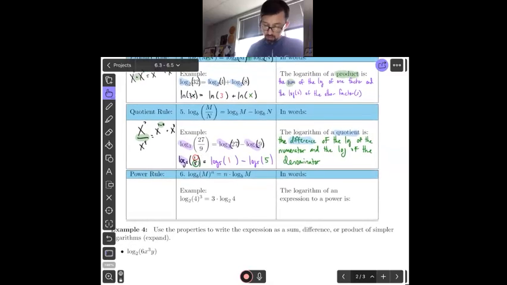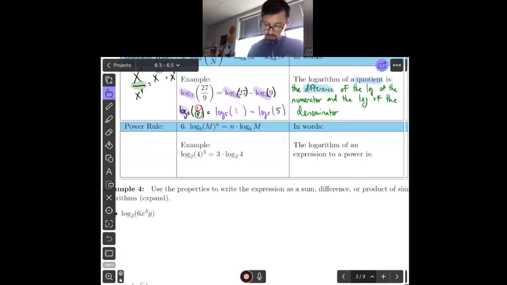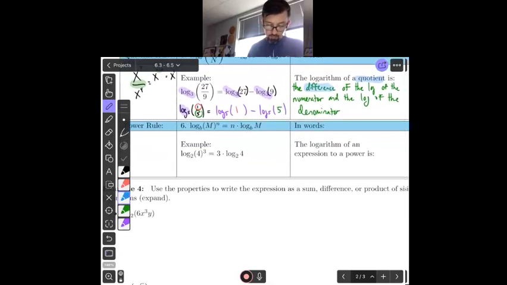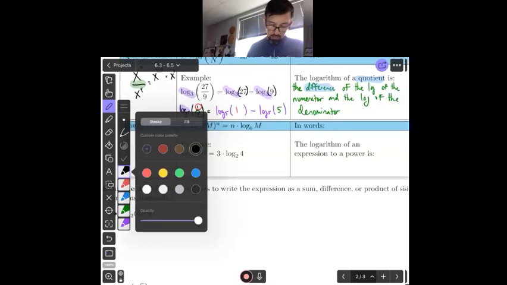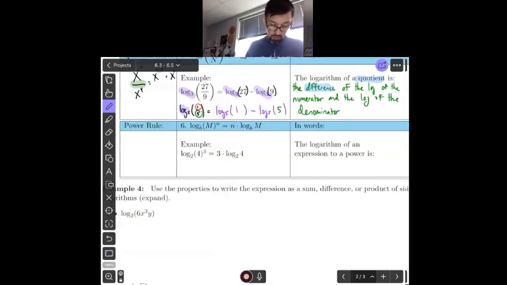I think the power rule is probably the strangest looking one out of these three. But where it comes from, again, is the power rule for exponents. So x squared cubed. What is x squared cubed? How does that work? How do we take x squared and then cube it? Wesley, how do we take x squared and then cube it?